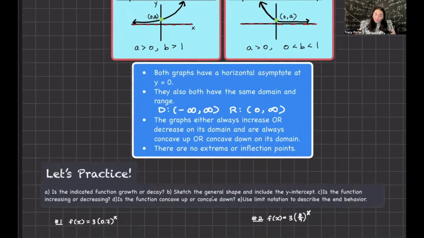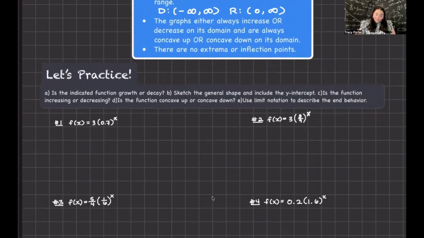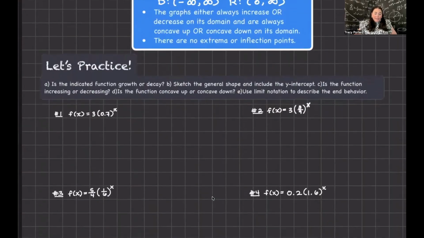Okay, so those are just some basic features. Now, just to get more acquainted with those, I have some practice for us. There are a few things we're going to look at for each problem, broken down into A through E parts. We want to look at each function and identify very quickly whether or not it's exponential growth or decay. We want to sketch the general shape.